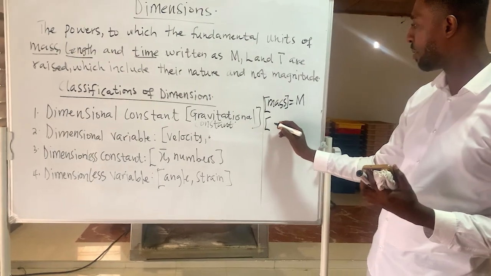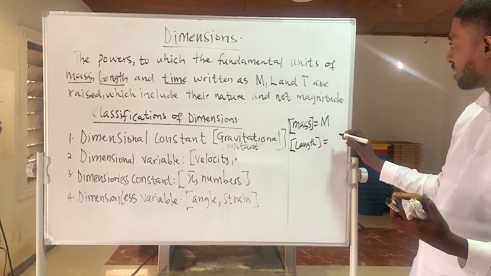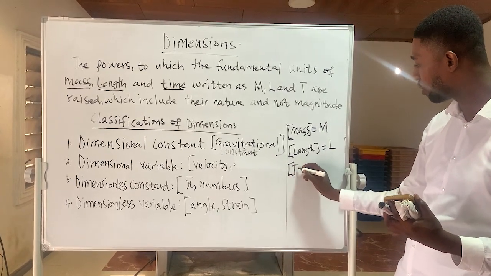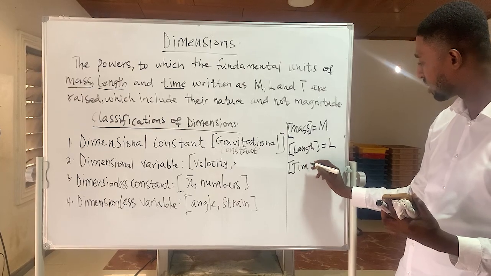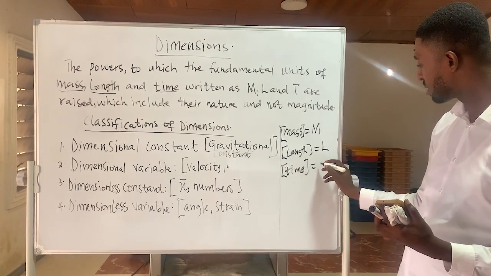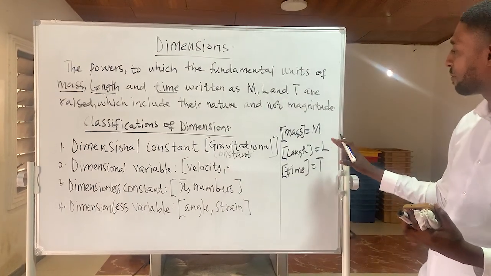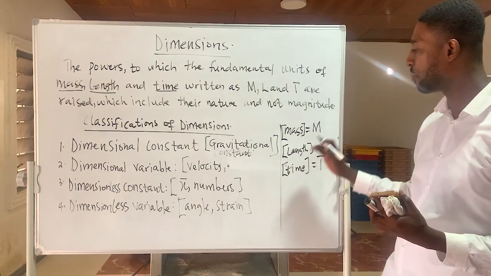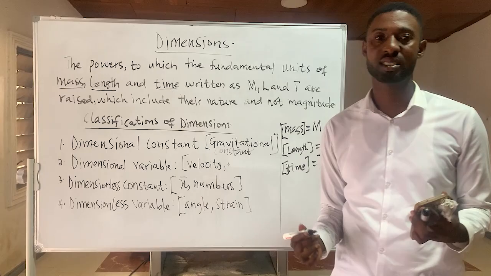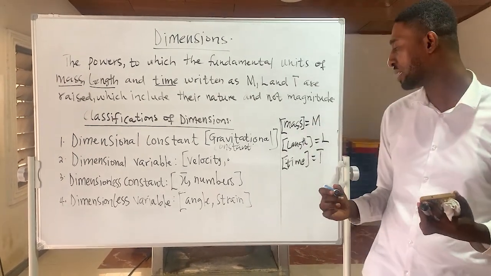Then when you talk of dimension of length, length is written as capital L. Then dimension of time is capital T. So these are the dimensions for the fundamental quantities. If you want to write the dimensions of derived quantities, remember we obtain derived quantities by combining the fundamental quantities.